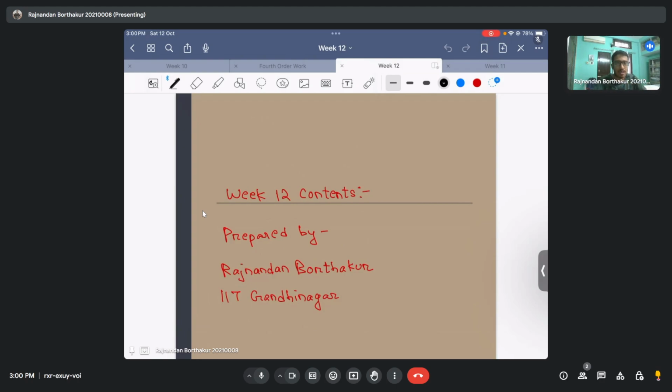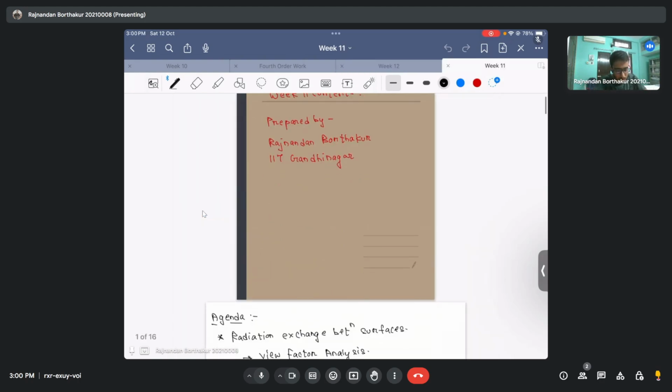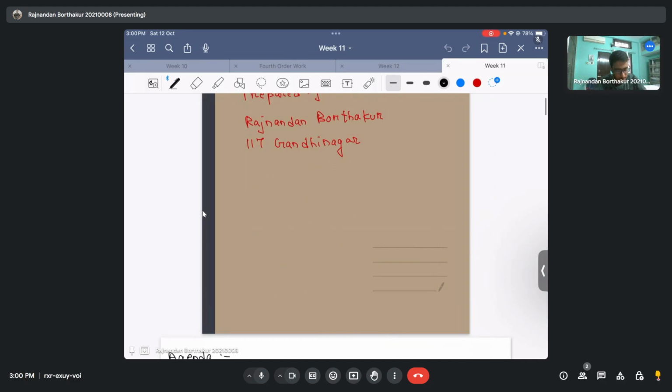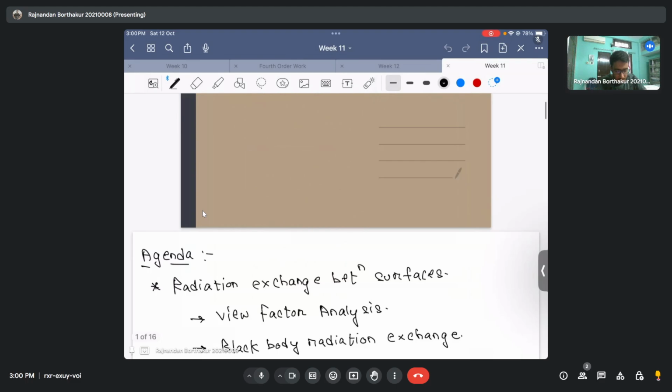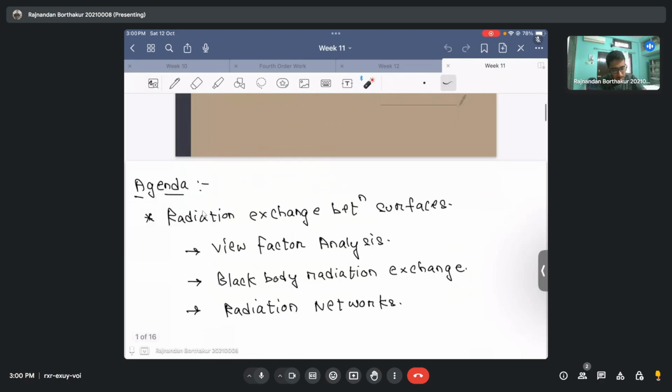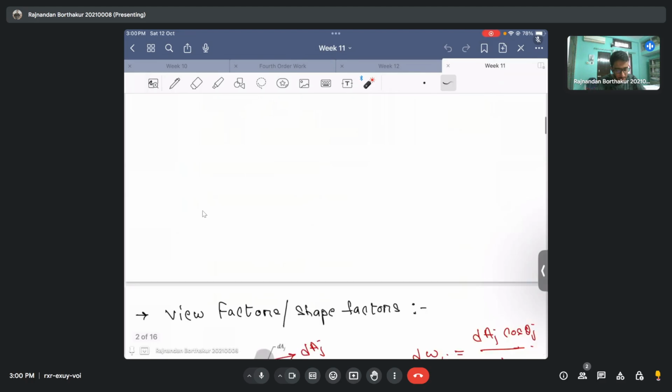I mean, last means the last live session of this course, and we'll begin today's session by briefly going through what we saw last week. If you remember, we looked into something known as radiation exchange between surfaces. First and foremost, we began by understanding the view factor.